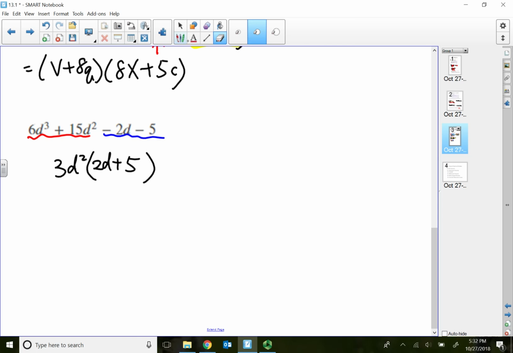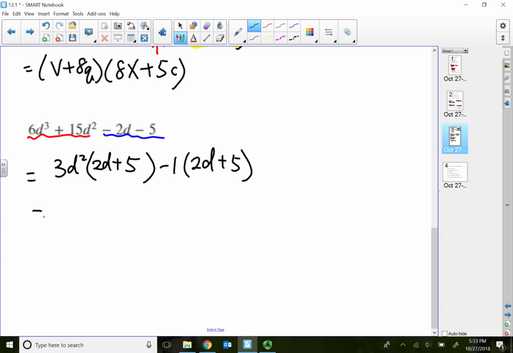Between the last two terms, there's actually no greatest common factor other than 1. Since both terms are negative, I can factor out a negative 1. Because negative 1 going into negative 2d is positive 2d, and negative 1 going into negative 5 is positive 5. So now I can get what's inside the parentheses to match up. So now my greatest common factor is 2d plus 5.